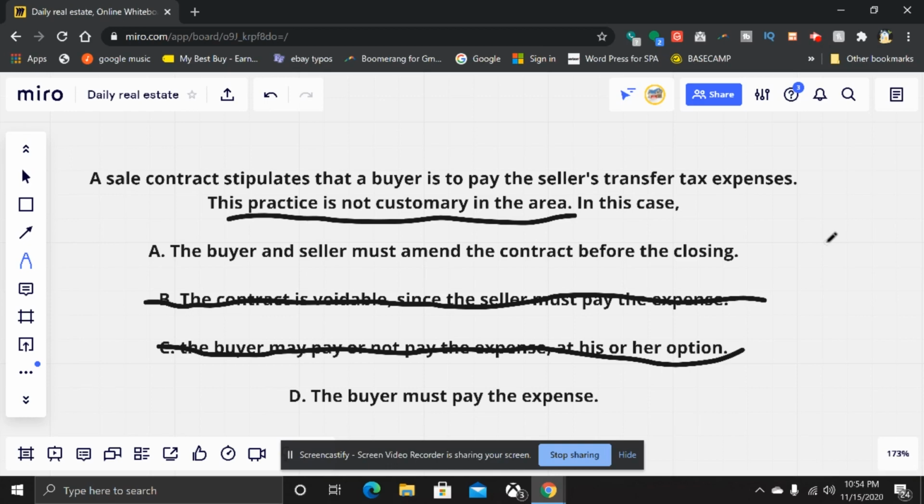But customs do not lead us to laws. It doesn't say that it is legally binding to have the seller pay this. And the contract stipulates that the buyer pays it, so there's no need to amend the contract. So the buyer must pay the expense. If we have the contract, everything's agreed to, and they agree to paying the expense, even though it is not customary in the area, for whatever reason they agreed to it, that's what they must do. Buyer must pay the expense. That is the answer, guys.